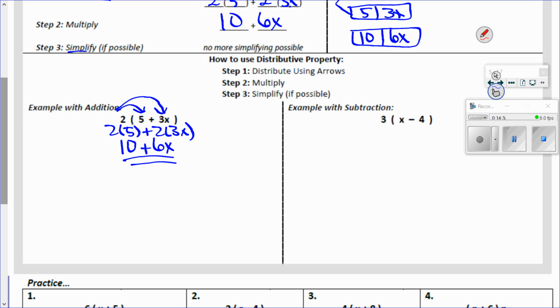What about if I have subtraction? Does it change anything? The answer is no. I'm still drawing my arrows to each of those inside terms. I'm still writing 3 times x minus 3 times 4. So 3 times x is 3x. The sign comes straight down. 3 times 4 is 12.